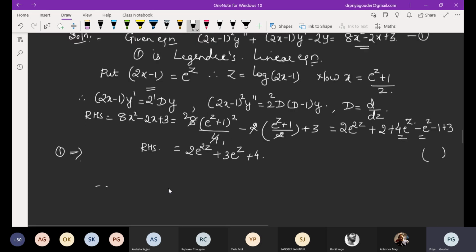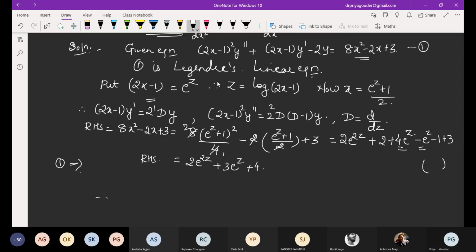First term is 2x minus 1 the whole square y double dash. What is the value of this? 2 square is 4D, so 4D into bracket D minus 1 into y. Second term is plus 2x minus 1 into y dash, which is 2Dy plus 2y, is equal to RHS: 2 e raised to 2z plus 3 e raised to z plus 4.